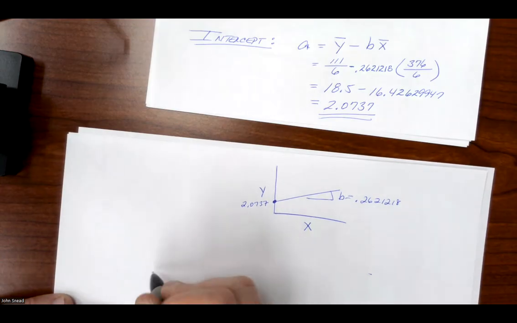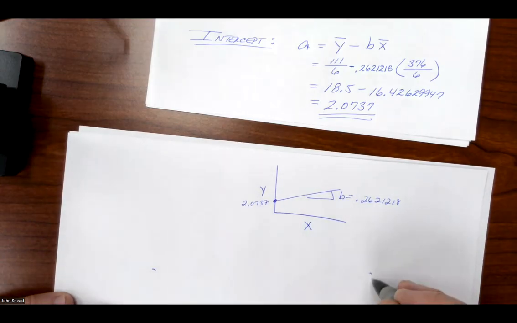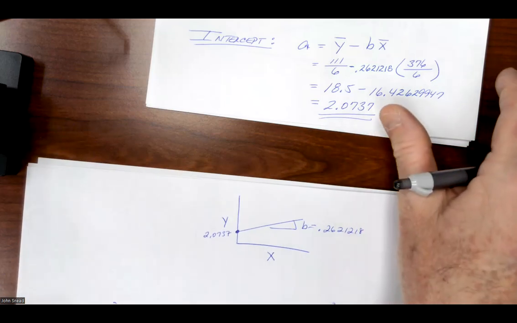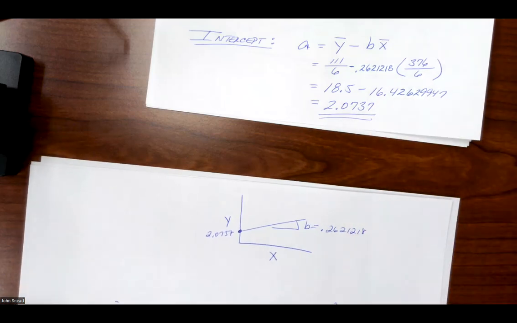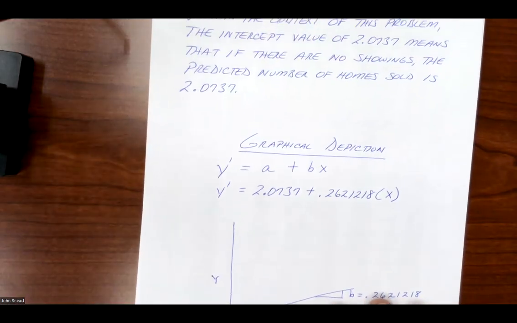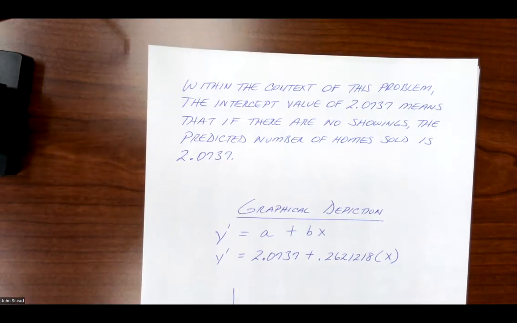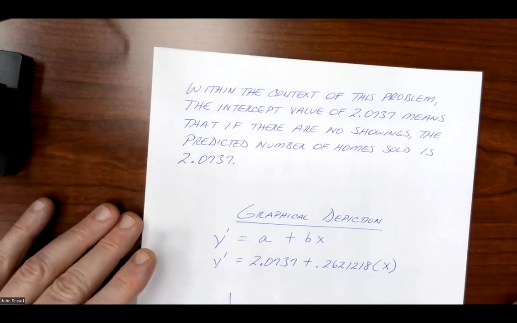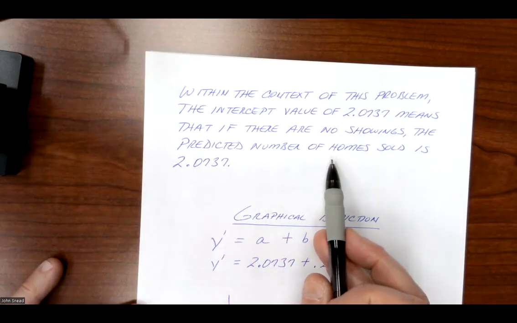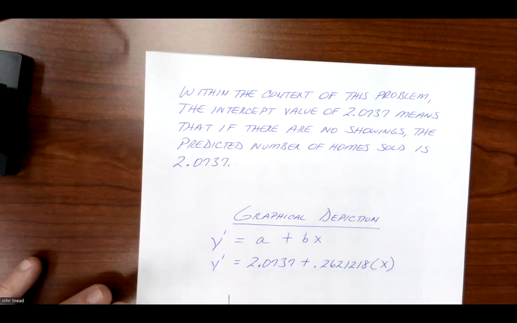Okay, you say, hey, if you work this hard, you're going to sell this many houses and accordingly make this amount of money. So anyway, that's why we're doing this. Okay, so this is a bit of a repeat of what we got there. In the context of this problem, the intercept value of 2.0737 means that if there are no showings, the predicted number of homes sold is 2.0737.